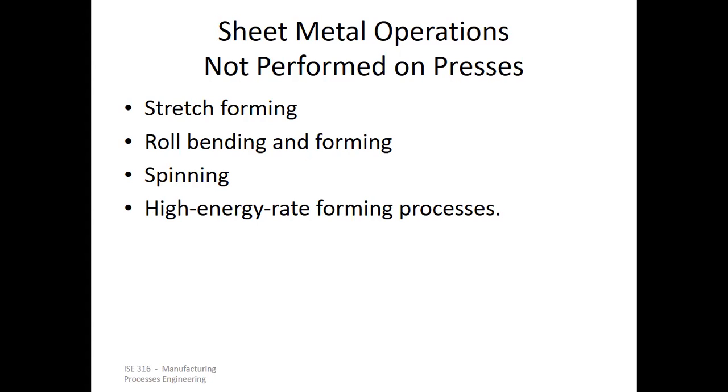First, stretch forming, then there is roll bending and forming, right? Spinning as well, this is also important. And high energy rate forming processes. As the name suggests, they have a lot of energy at the beginning, or suddenly that energy is exploded. So that's why it's given the name high energy rate forming processes, right?